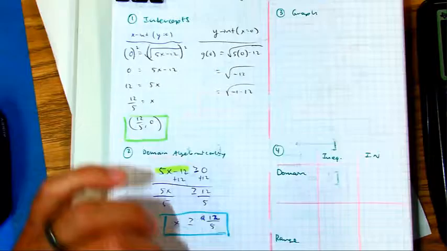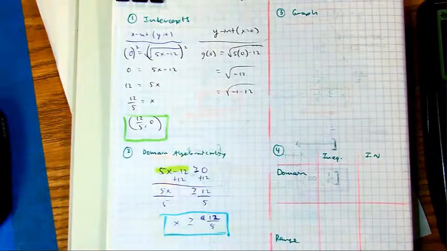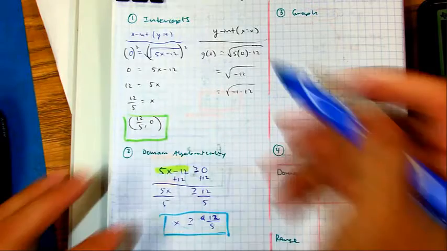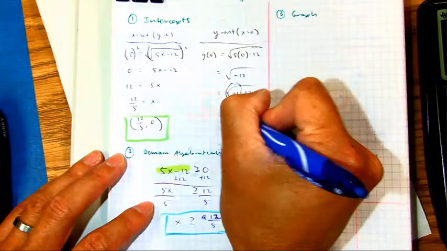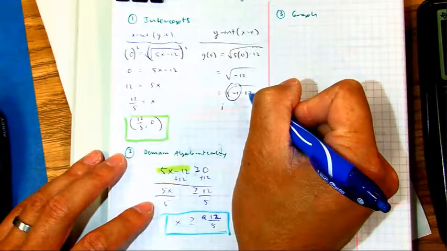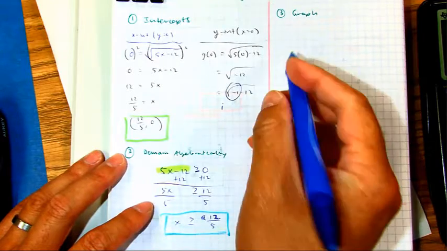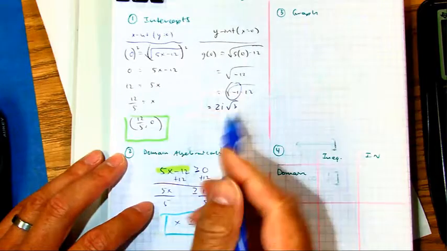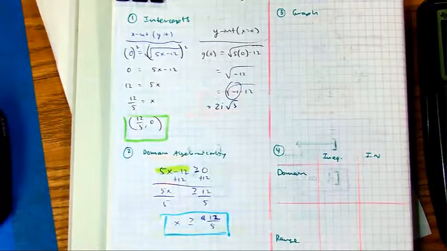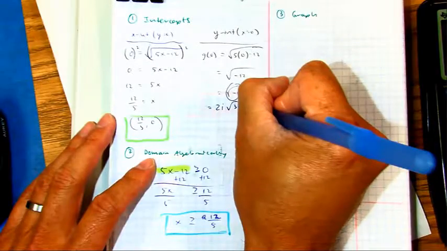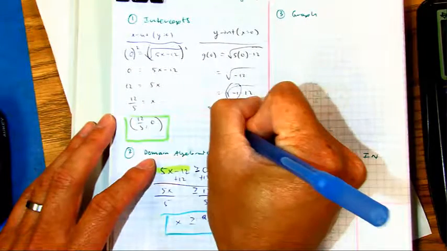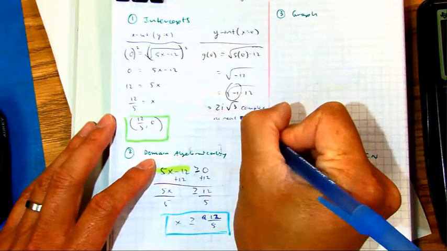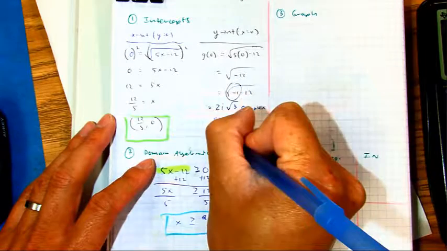It is i, so the square root of negative 1 is i, and the square root of 12 would be 4 times 3, and the square root of 4 is 2, so you get 2i radical 3. Now, the big idea for that one, is it real or complex? Which means there is no real solution here, which basically means there is no y-intercept.